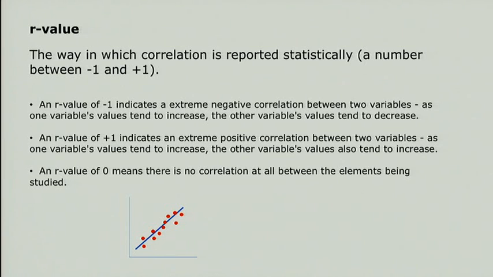Now the R value. The way in which correlations is reported statistically is the number. Basically, it goes from 0 to 1 or from 0 to minus 1. The R value of minus 1 indicates an extreme negative correlation between two variables: as one variable tends to increase, the other tends to decrease. For example, if we have here a number of observations, so 1, 2, 3, 4, 5, 6, 7, 8, 9, 10, 11, n equals 11.